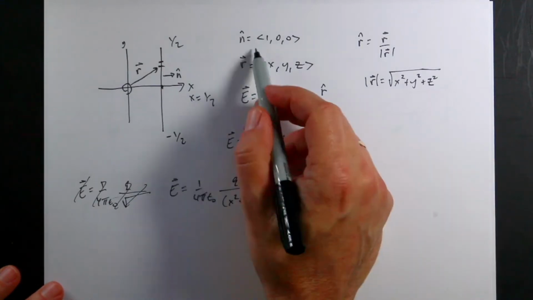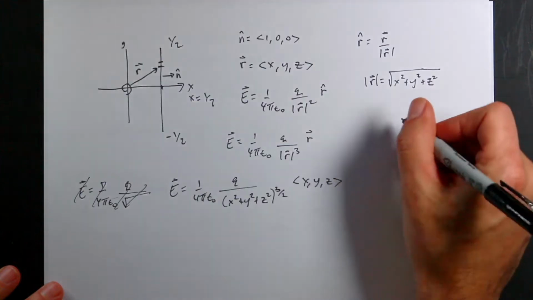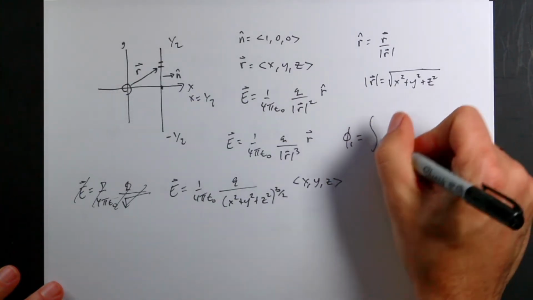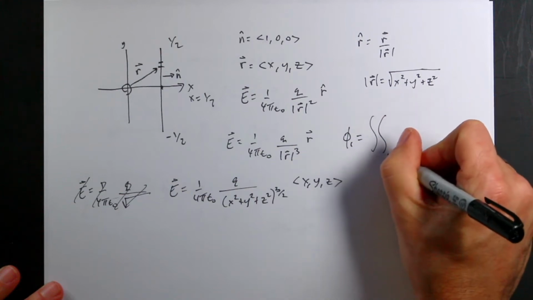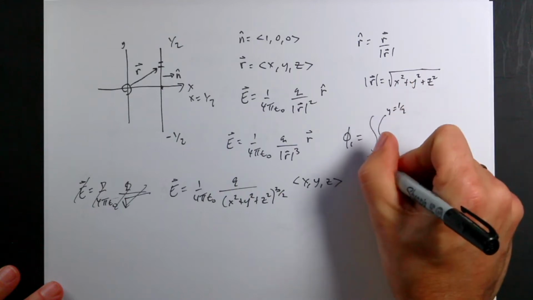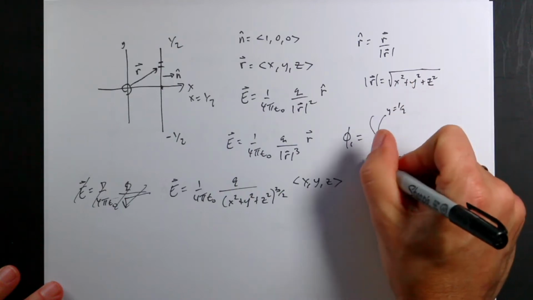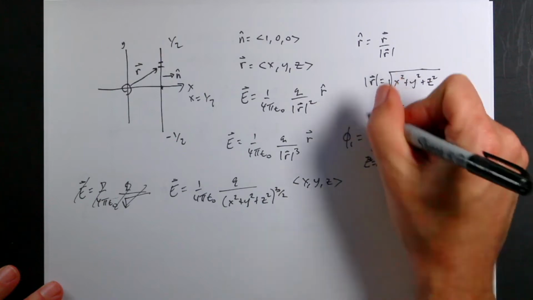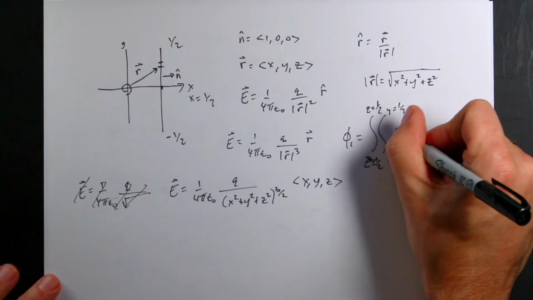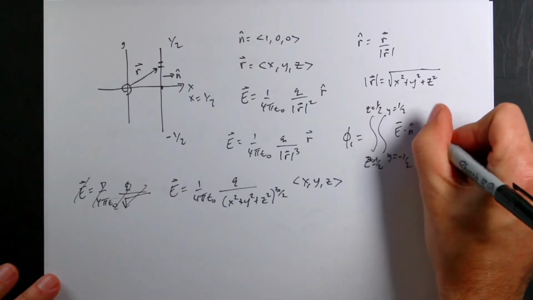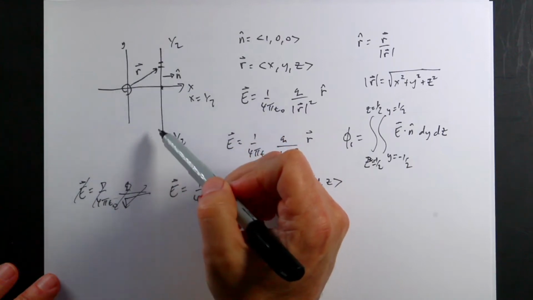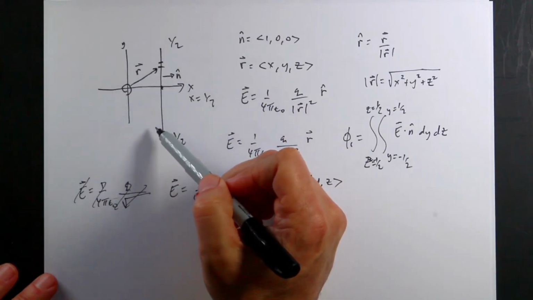Okay, so now I know n hat. So I remember I'm trying to do this. I'll say phi 1 is a surface integral. It's a double integral from y equals negative 1/2 to y equals 1/2, z equals negative 1/2 to z equals 1/2 of this E dot n hat dy dz. My area element in this plane, since it's in the yz plane, is dy dz.